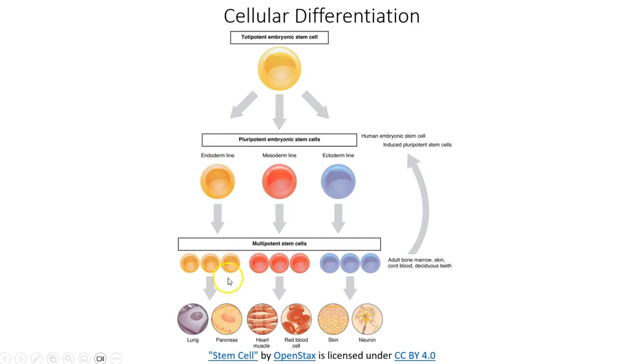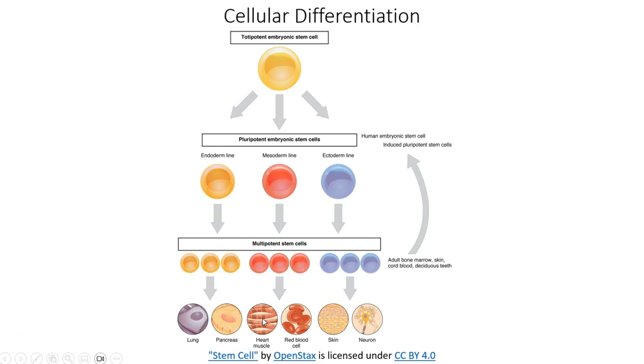And if we follow this further down into that multipotent level, endoderm cells are going to become lung cells, pancreas cells, among other things. So they have special types of tissues that they are going to differentiate into later on down the line, depending on what signals they get. Mesoderm, we're looking at heart muscle, red blood cells, among other things. And then the ectoderm is going to head in the direction of skin and neurons. Not much else for that ectoderm line other than skin and neurons, but these others have other types of cells that we're going to be looking at.